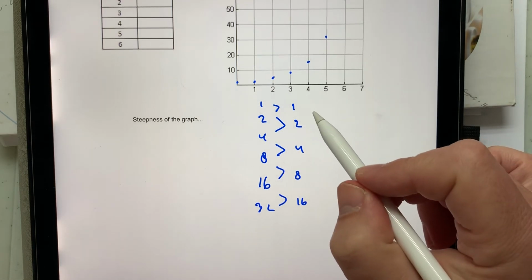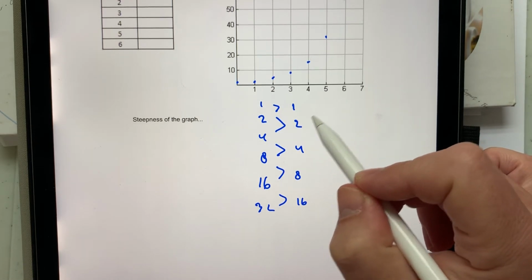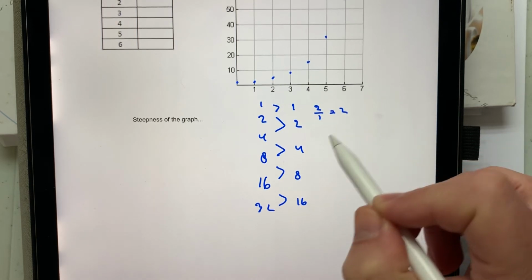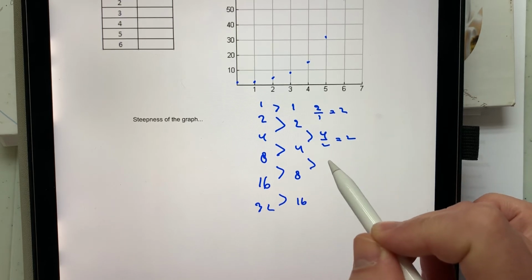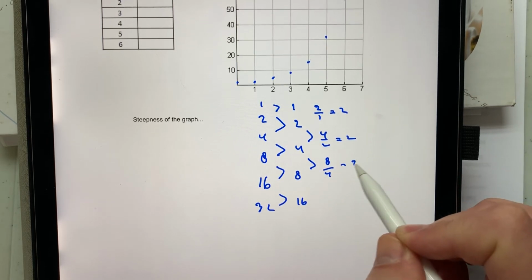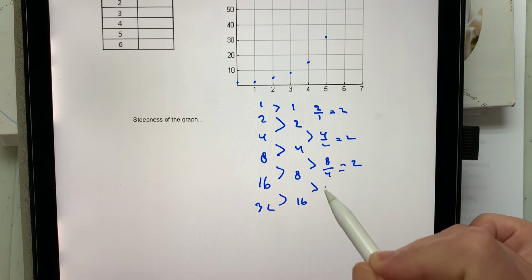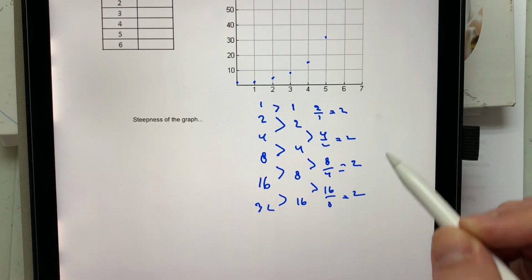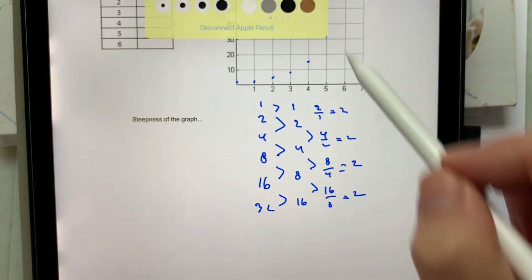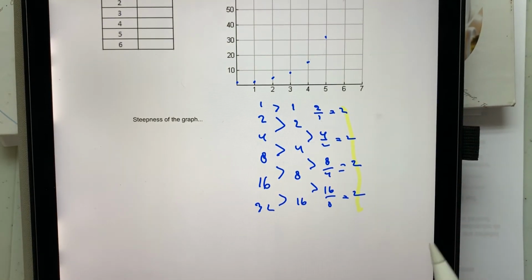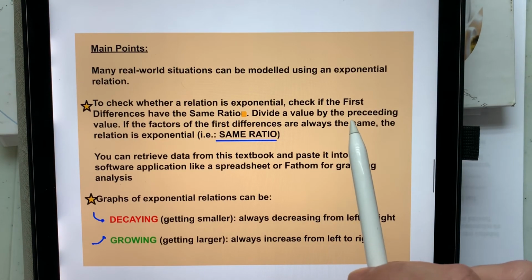Now, I need to do a check on ratios. So I say 2 divided by 1. 2 divided by 1 is 2. Then this one's 4 divided by 2, and that's 2. And this one's 8 divided by 4, and that's 2. And this is 16 divided by 8, and that's also 2. So see, the ratio of my first differences, it's all 2. That makes this an exponential function. Okay? If I go back here, that's what this means.